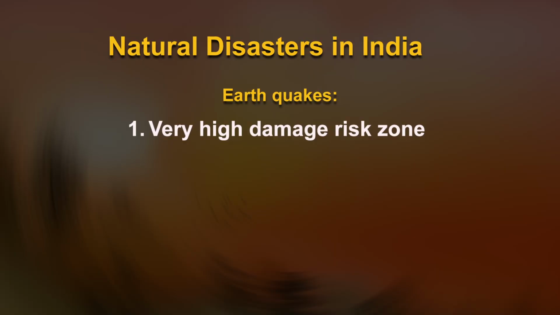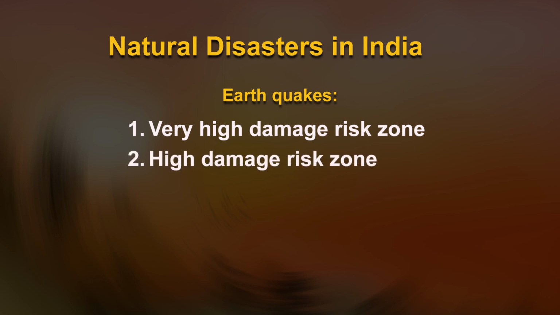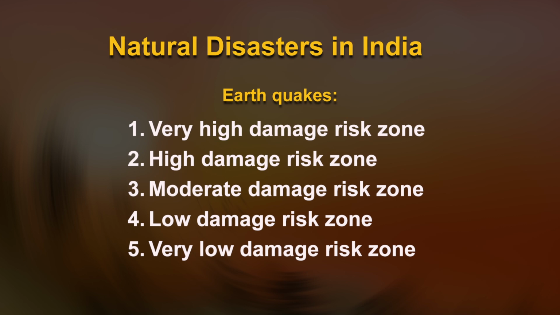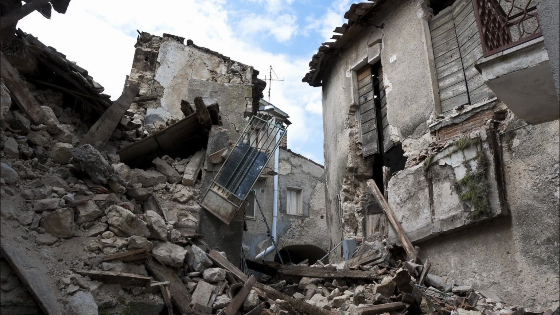According to the Government of India, there are 5 earthquake zones in India, and they can be classified into very high damage risk zones, high damage risk zones, moderate damage risk zones, low damage risk zones and very low damage risk zones. Out of these, the first zones have experienced some of the most devastating earthquakes in India. Major earthquake hazard zones in India are found in the Himalayan ranges.